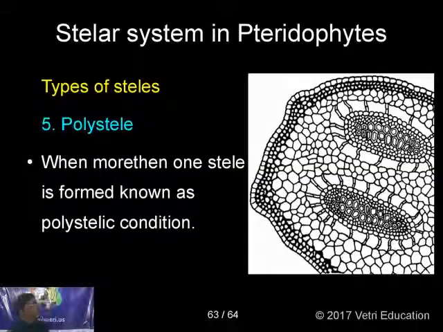Now another type is called polystele. Polystelic condition: when more than one stele is formed, it is known as a polystelic condition. For example, in Selaginella, you can find this is one stele. There you can find central xylem surrounded by phloem, pericycle, endodermis. Here is another stele. In the same way, you can find two or three, sometimes. Those are called polystelic condition, example Selaginella.